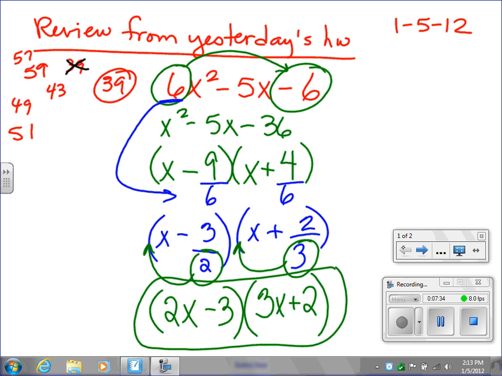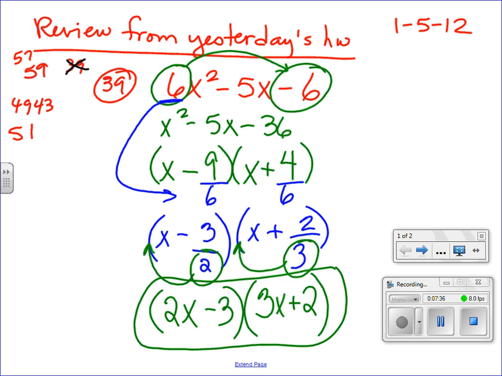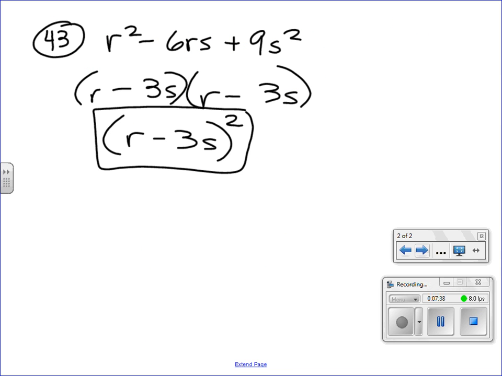43's done. Go to 49. 49. Here we go. Oh, yeah, this was good. This was really good. Quantity squared minus.